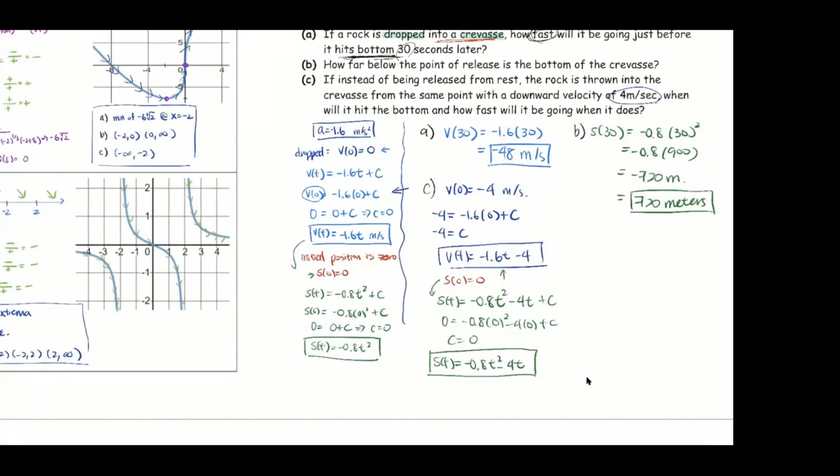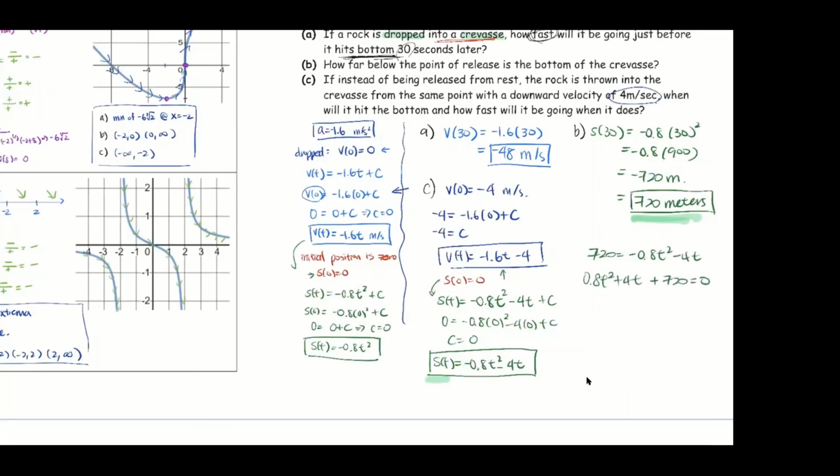So when will it hit the bottom? So this is kind of going backwards. We know how far the bottom is. We know that the bottom is 720 meters. So when will it hit the bottom? You need to put 720 meters equal to your position because that will give you the time, the t when this happens, right? So I get 720 equals negative 0.8t squared minus 4t. All right, this is quadratic, so I'm going to move everything over. So 0.8t squared plus 4t minus 720 equals 0.